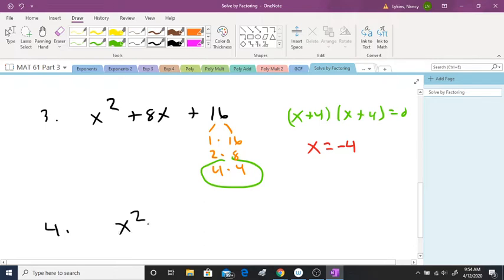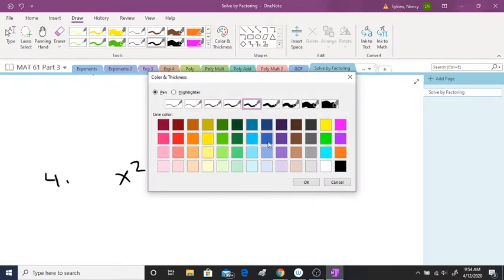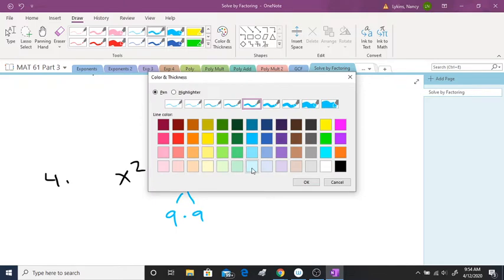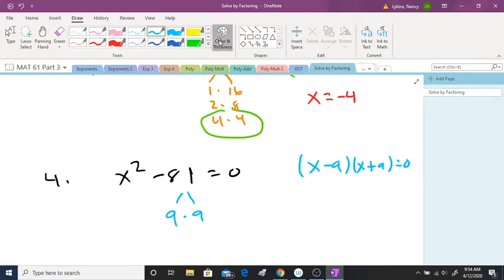Number 4, x squared minus 81 equals 0. Notice we have no middle term. We have a perfect square, which would be 9 and 9. So that means my answer is going to be x minus 9, x plus 9 equals 0.